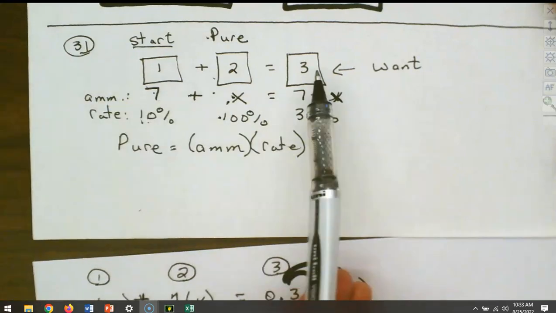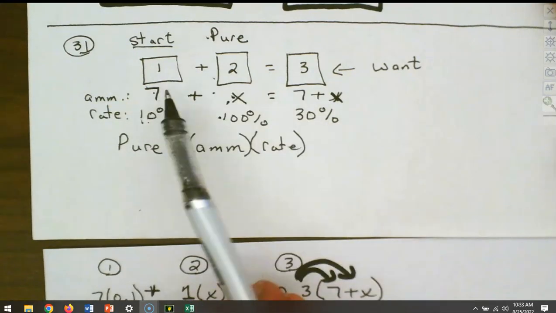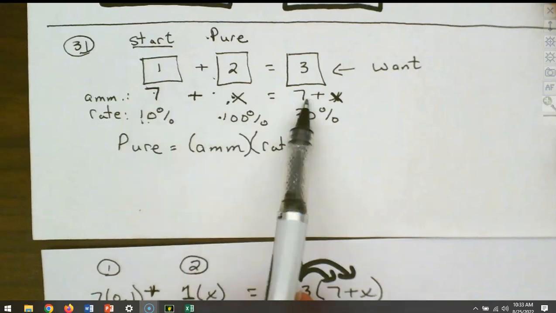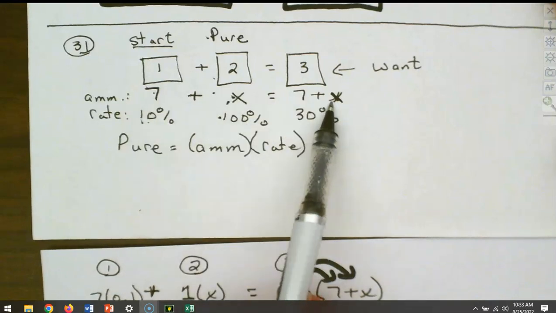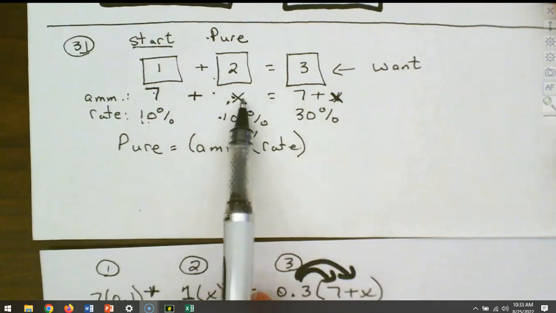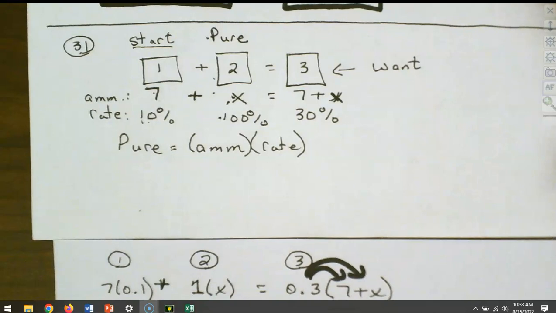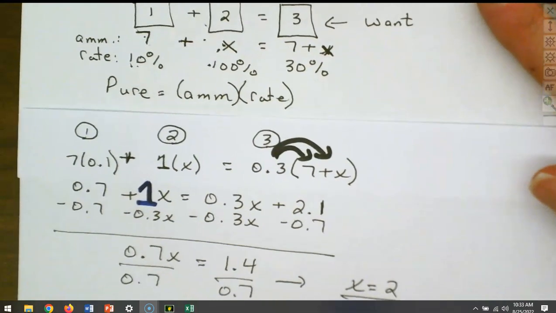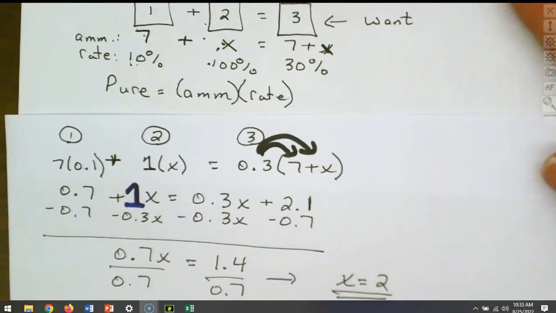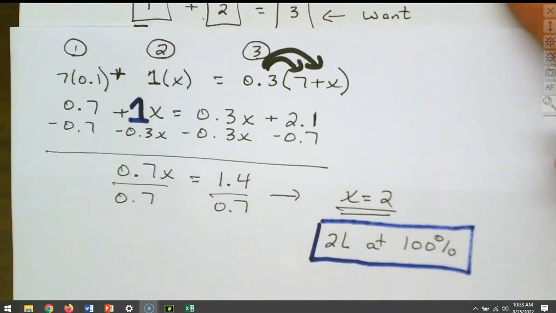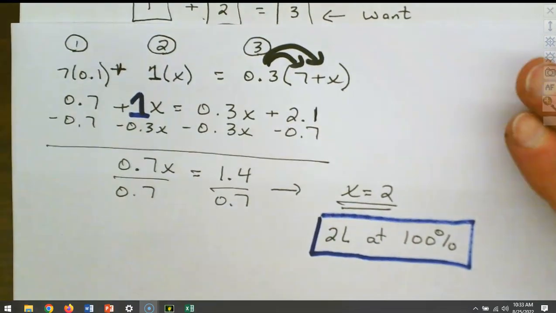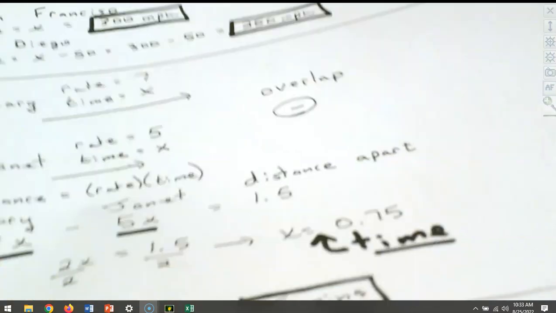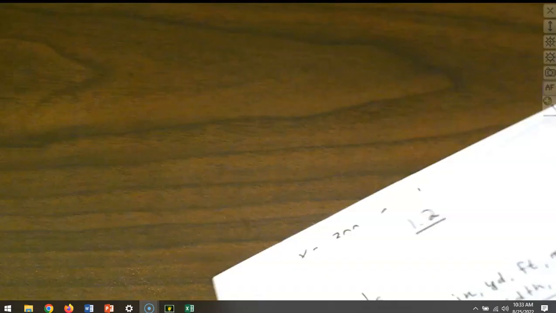Now, when we look at box 3, these always add across. So 7 plus x, those go together, and that makes it 7 plus x there. Does that answer your question? Okay, so just remember, we don't know, so something's going to have an x with it, and they always add across. Then you use that to build your equation from the pure, and then eventually solve it and get our final answer with the 2 liters at 100%. Okay? We're going to do another one of these too.